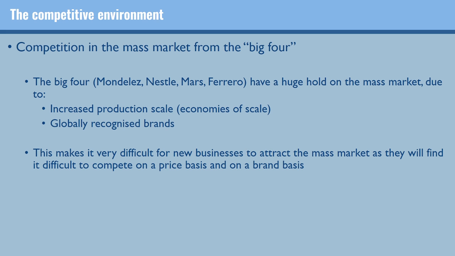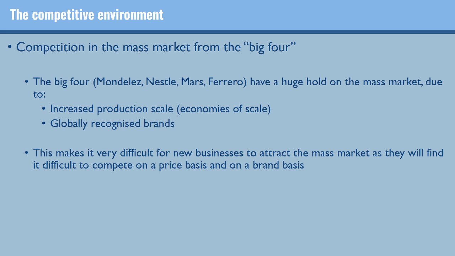For now, we're going to have a look at the competitive environment. So, as I mentioned earlier, the big difference here is the difference in the mass market and the niche market. So in the mass market, the big area of competition is from the big four. They've got a massive hold. We've talked about the market share. They've got a massive hold on the mass market, and this is because, first of all, they've got massive production scale, and the more they produce, the more they're able to benefit from things like economies of scale. So they've got specialized production.